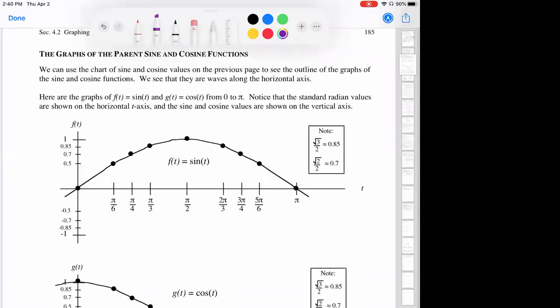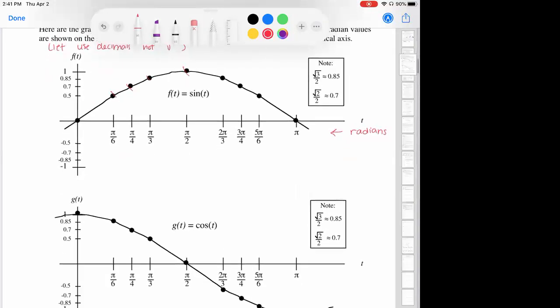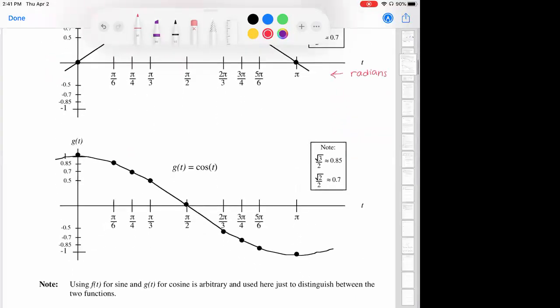Okay, so all I'm saying here is let's write it as decimals, not as square roots, I mean. So notice your x values are in radians. You'd like to keep the pi and the radians. And you have all these points in between. You have 0.5, 0.8, 0.7, 0.85. You go to 1. And this is just a different way of looking at them through decimals.